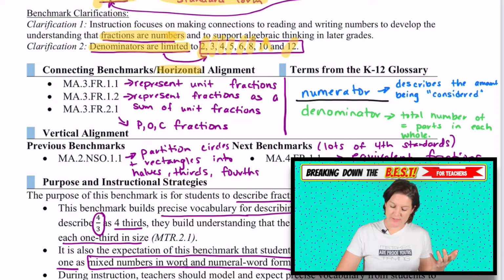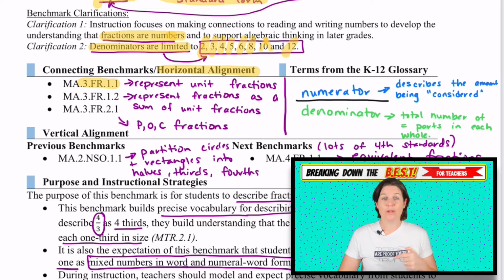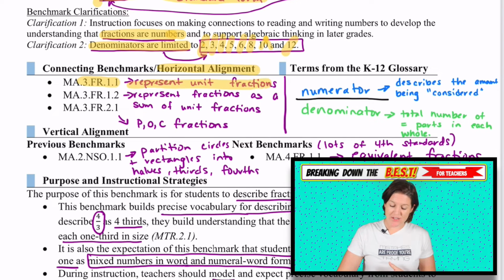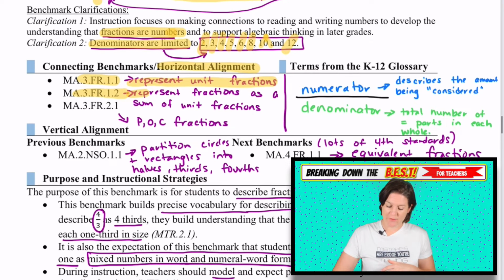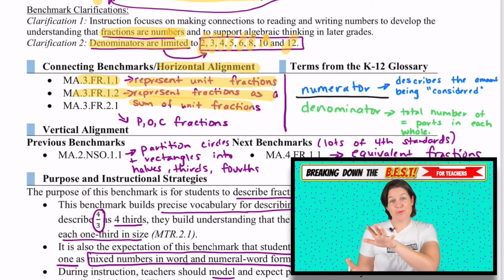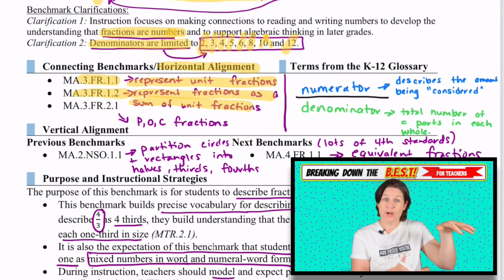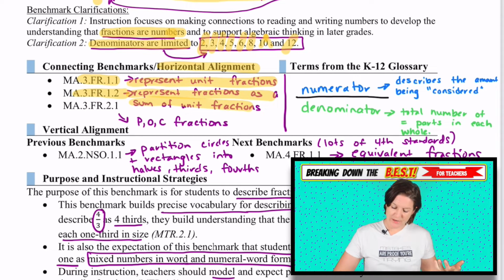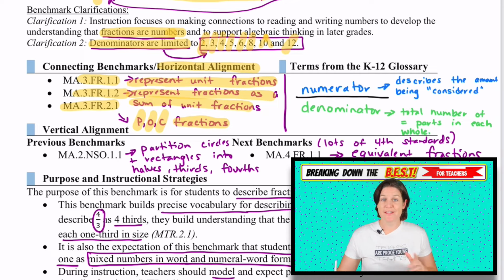Okay, but what else is horizontally aligned with 3rd grade? Well, 3.FR.1.1 is where we practice representing unit fractions as a set, as an area model, on a number line. 3.FR.1.2 in 3rd grade is representing fractions as a sum of those unit fractions. So we said, hey, here's a unit fraction. And now in the next standard, let's use unit fractions to add up to other fractions. Then we have this standard, reading and writing fractions, and in the next episode, we will be plotting, ordering, and comparing fractions. That'll be super fun.